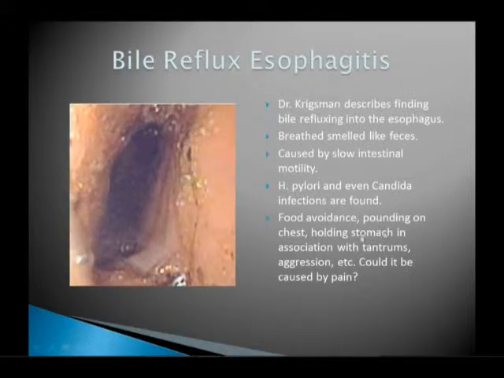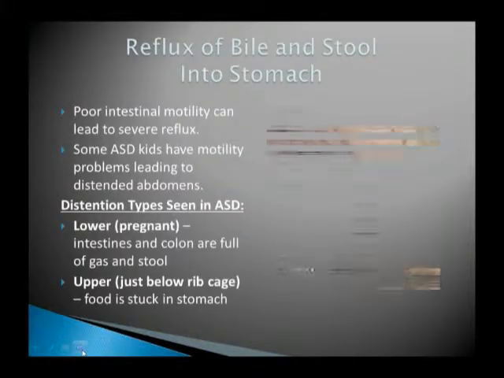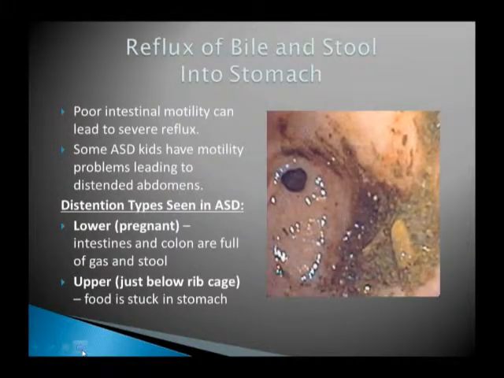And what's been correlated with this is a lot of behavioral problems, pounding on the chest, holding stomach, associated with tantrums, aggression, all of those things that may lead us to believe that there's certainly some pain going on. In other particular circumstances, this was an image of a child refluxing not only bile, but stool, fecal matter, up into the stomach. Severe intestinal motility issues, big problem. And so this kind of goes to the heart of doing the physical examination and looking at the distension of the abdomen, how bloated some of these kids can be.